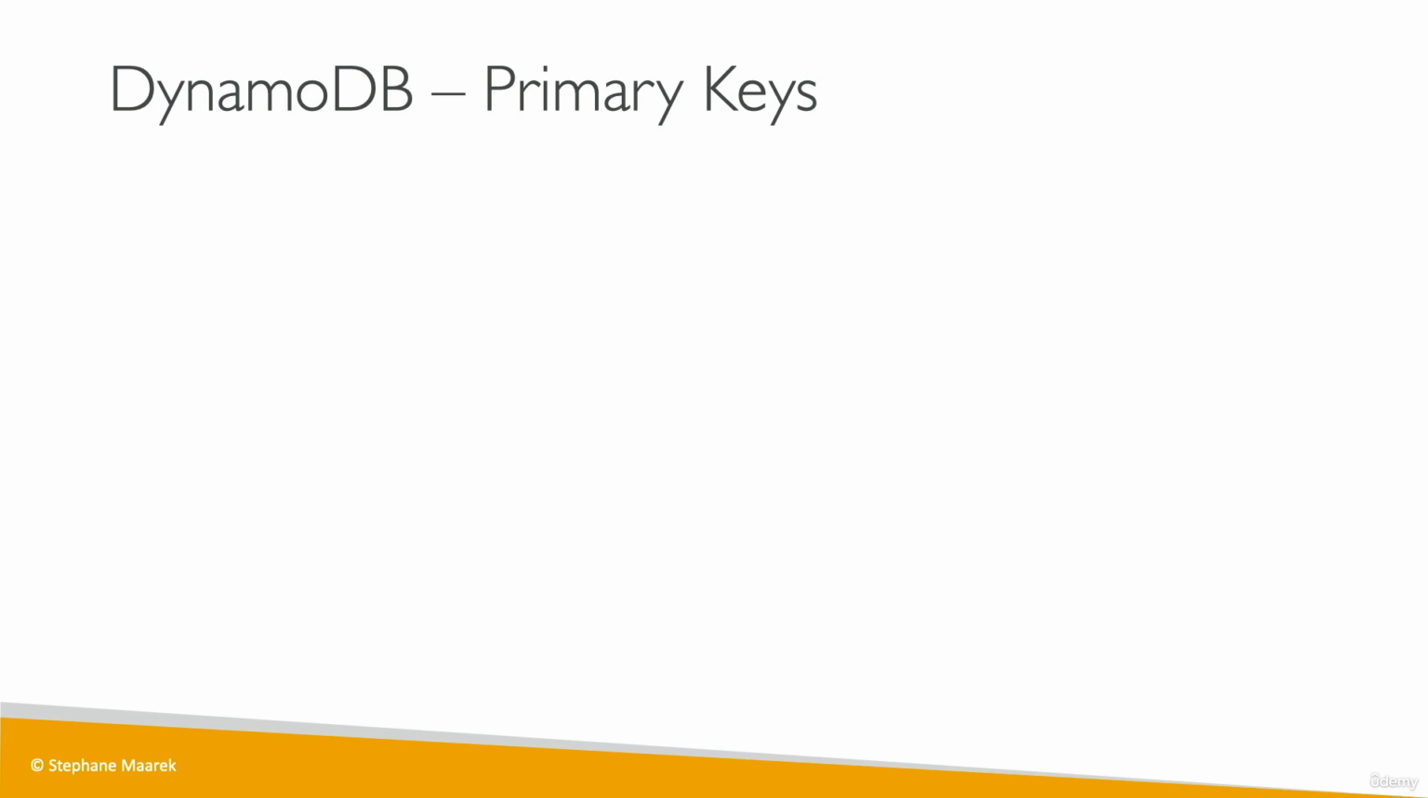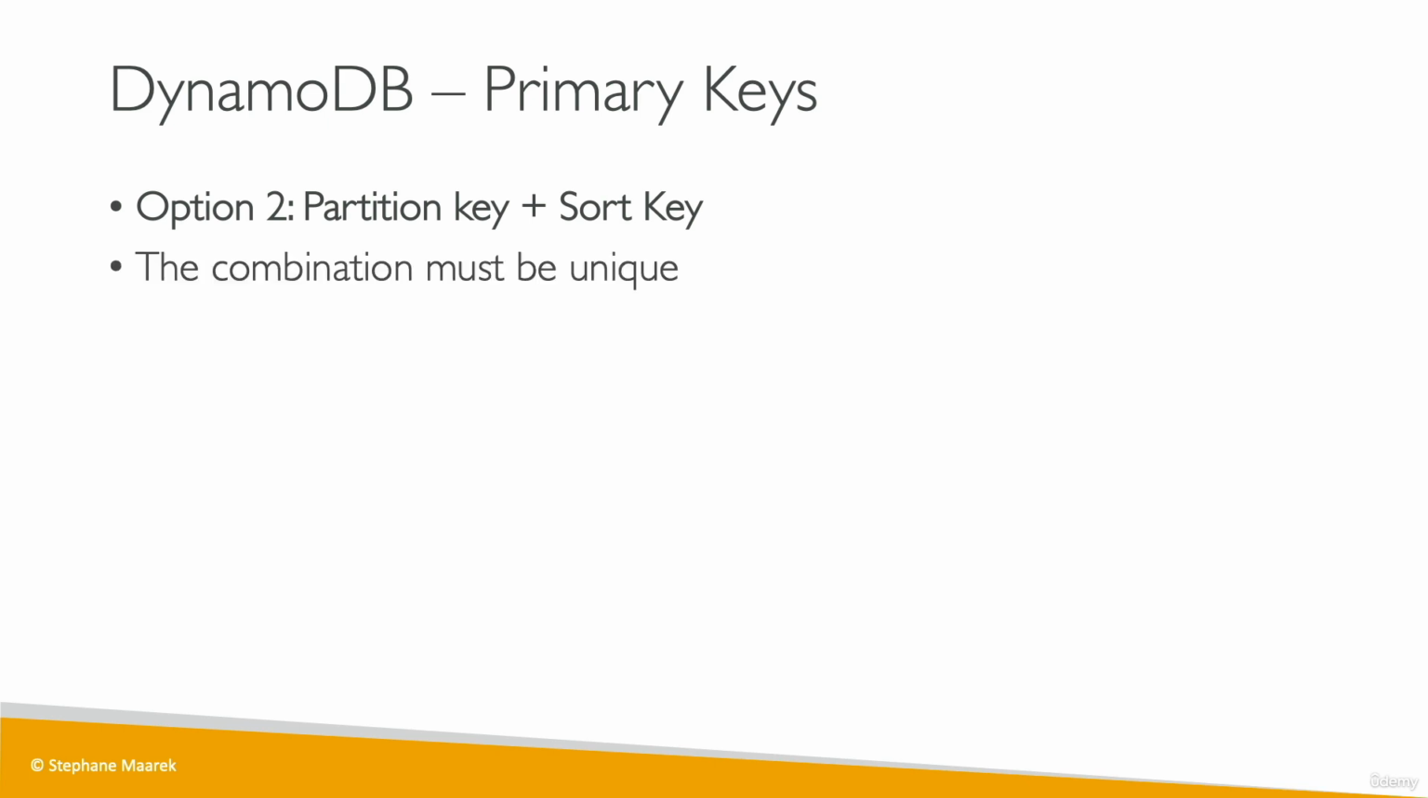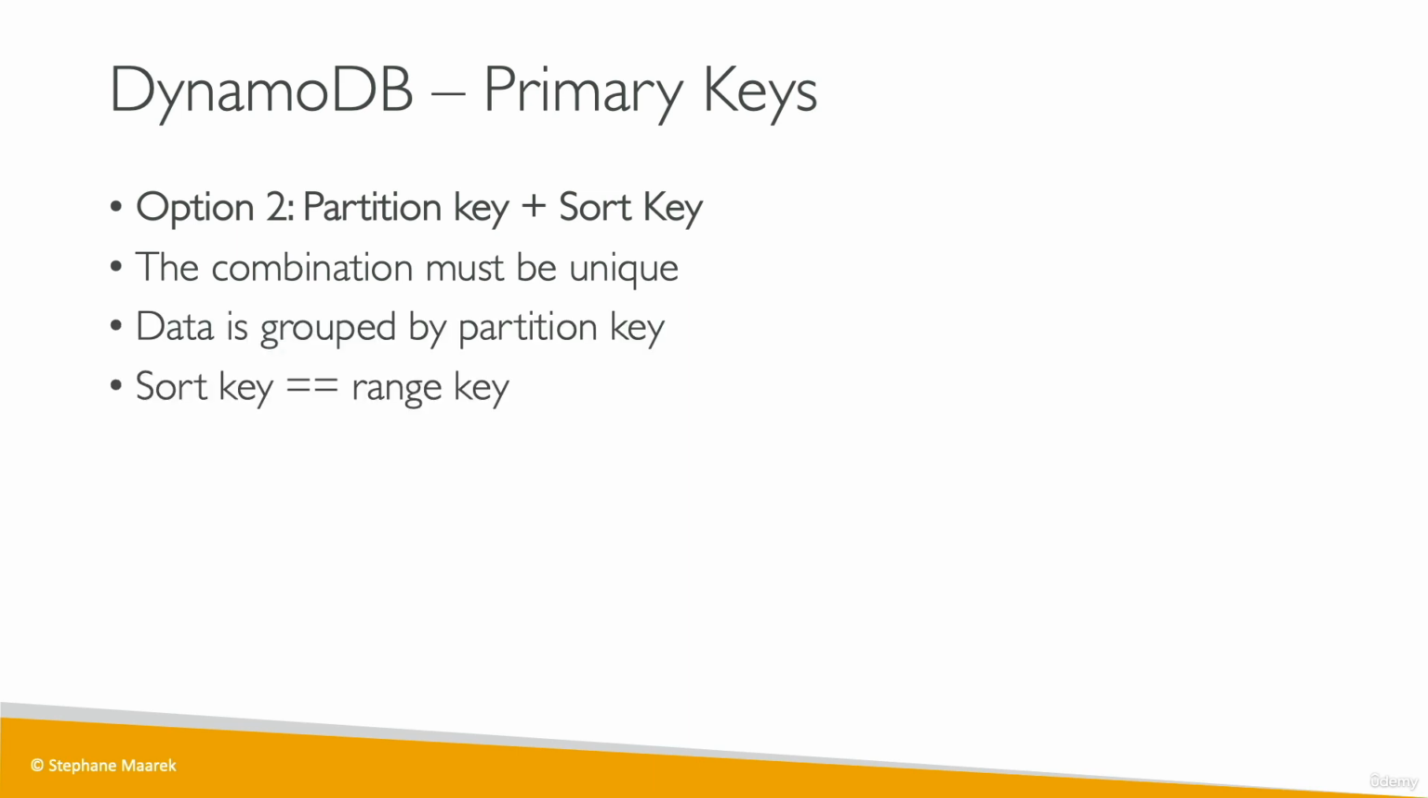The other option is to use a primary key that's going to be composite. And so it's called a partition key plus a sort key. In which case, what must be unique is the combination of the two. So the partition key itself can be repeated as long as the sort key associated with it is going to be different every time. The data is going to be grouped logically on the tables by partition key. And it's also common to see the sort key being called a range key.